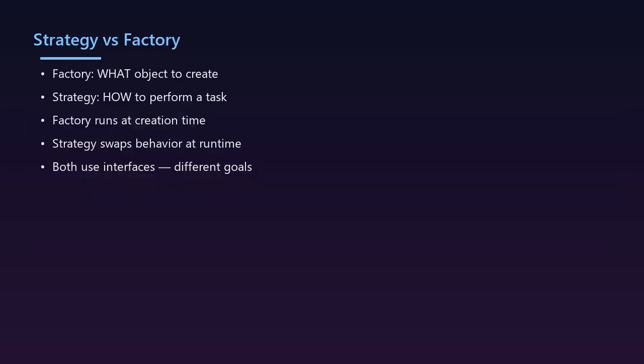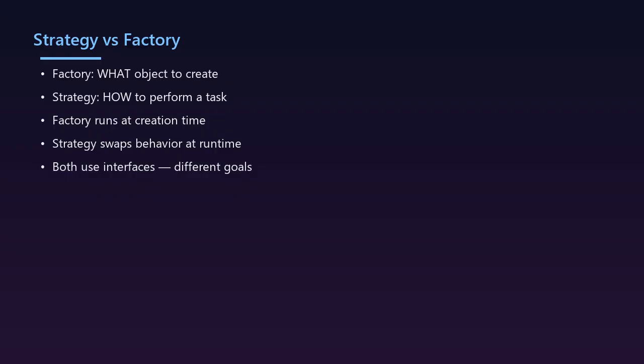Now, the million-dollar question, strategy looks like factory. Both use interfaces. Both have multiple implementations. So what's the difference? Factory decides what object to create. You call the factory, it gives you the right object and you are done. Strategy decides how to do something, and you can change the algorithm at any point during runtime.